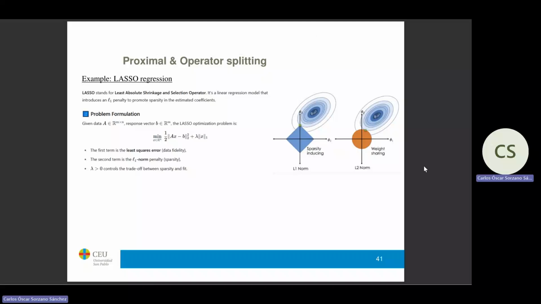So let's continue with the nonlinear optimization. Today we will see a different family of methods. These are a little bit more focused on specific problems. And we will start presenting these proximal and operator splitting algorithms using an example.